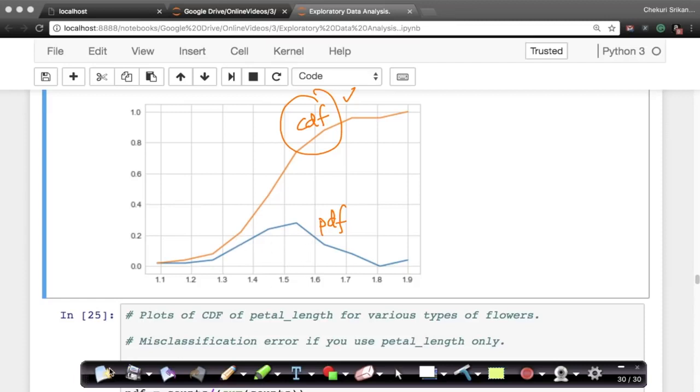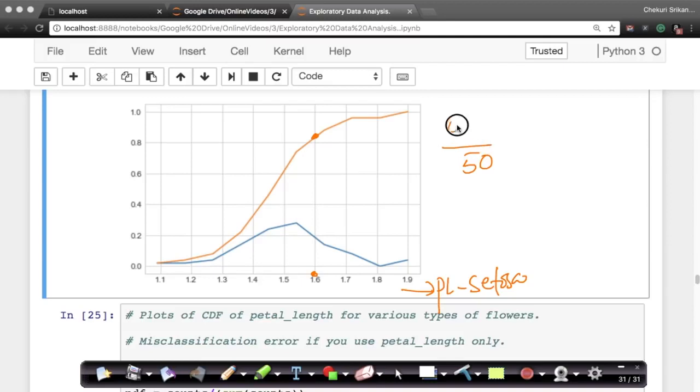Let's take any value here, let's say 1.6 itself. What is the corresponding point on the CDF plot for 1.6? How do I get this point? The way you get it is you say, for 1.6, how many of your flowers, you have 50 flowers, these are your petal lengths of setosa flowers, have a petal length of less than or equal to 1.6. You count among all your points.